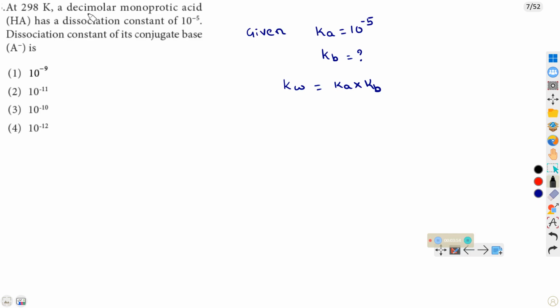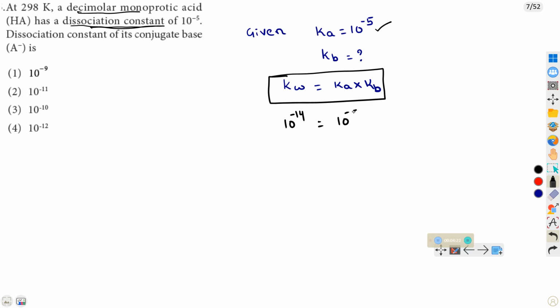At 298 kelvins, a decimolar monoprotic acid has a dissociation constant Ka given as 10 power minus 5. Calculate the Kb value of its conjugate base. We know that Kw is equal to Ka into Kb. Kw, ionic product of water, the value is 10 power minus 14, is equal to Ka value 10 power minus 5 into Kb. Then Kb is equal to 10 power minus 14 by 10 power minus 5, that is equal to 10 power minus 9.